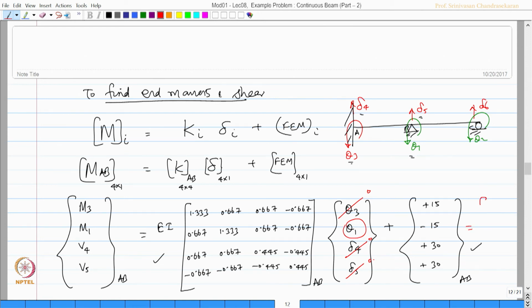Which will be actually equal to, I write the values here, 7.234, minus 30.52, 22.234, 37.766. That is for AB. Similarly, I can do for BC. So, I can do for BC. I again draw the problem.